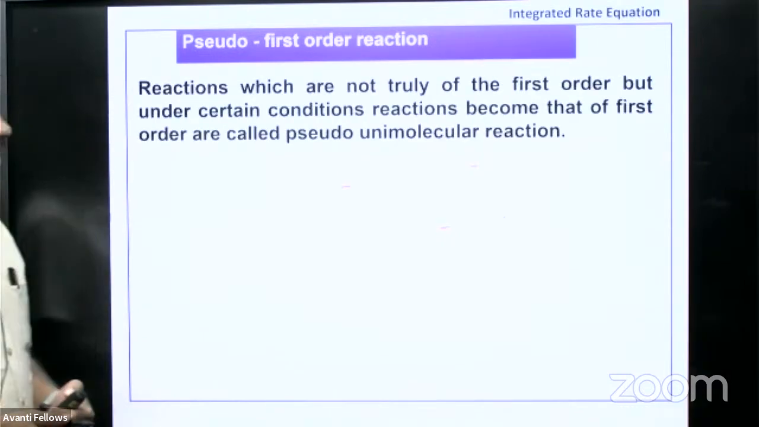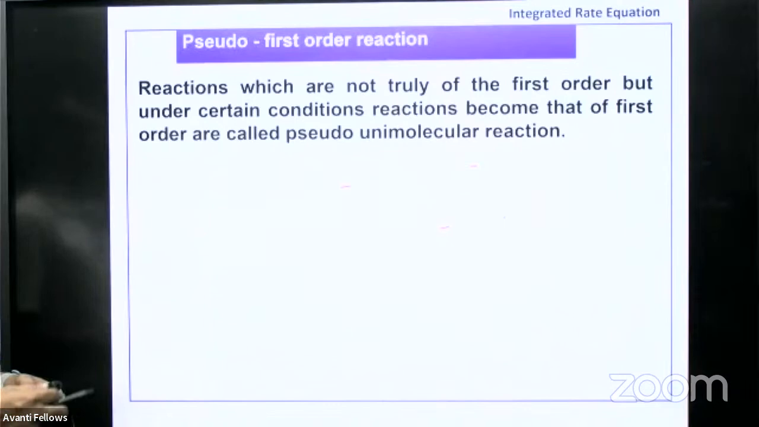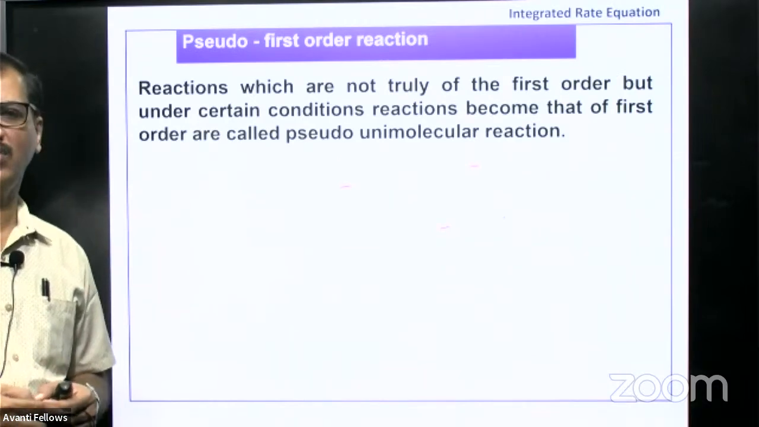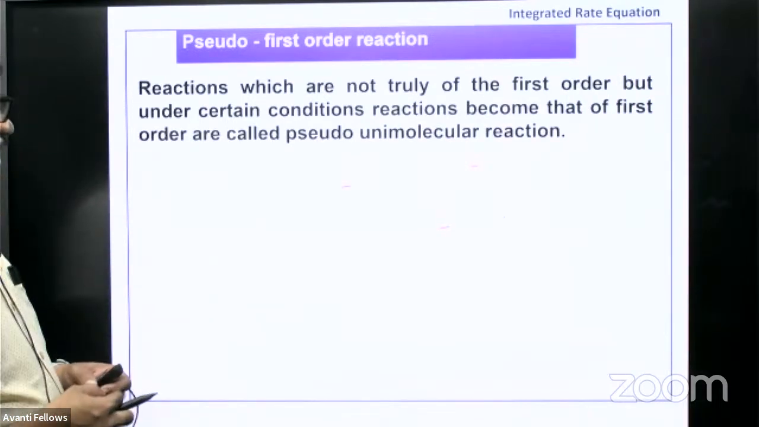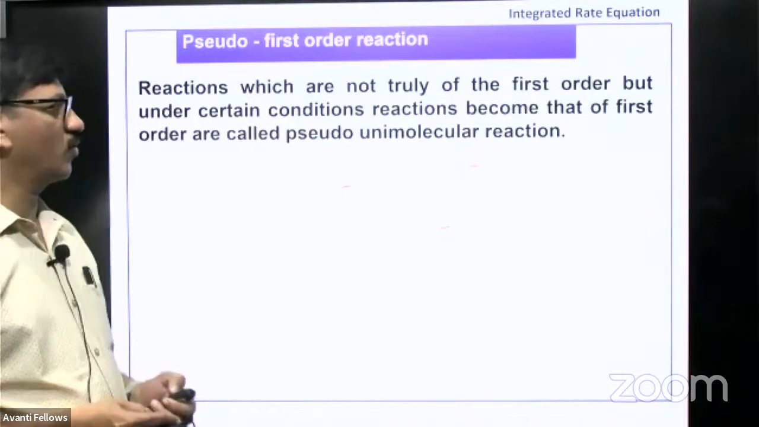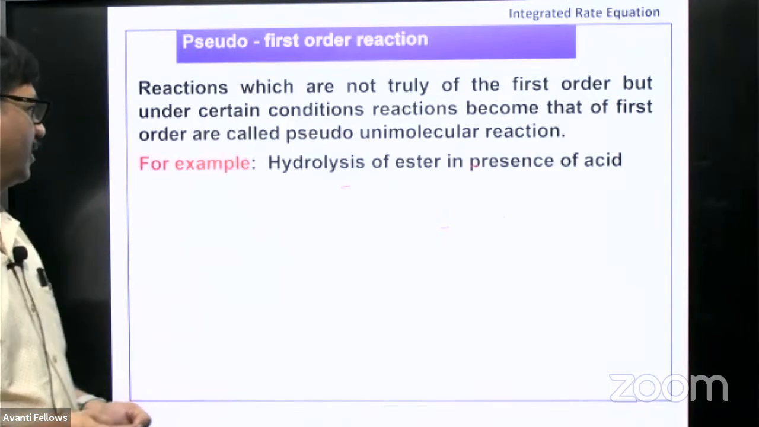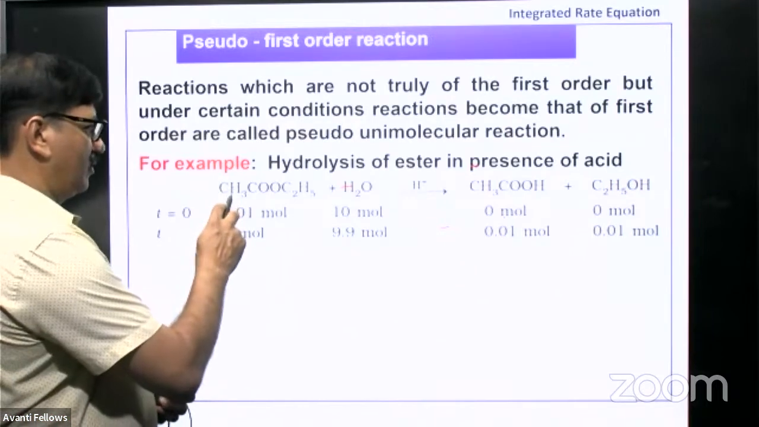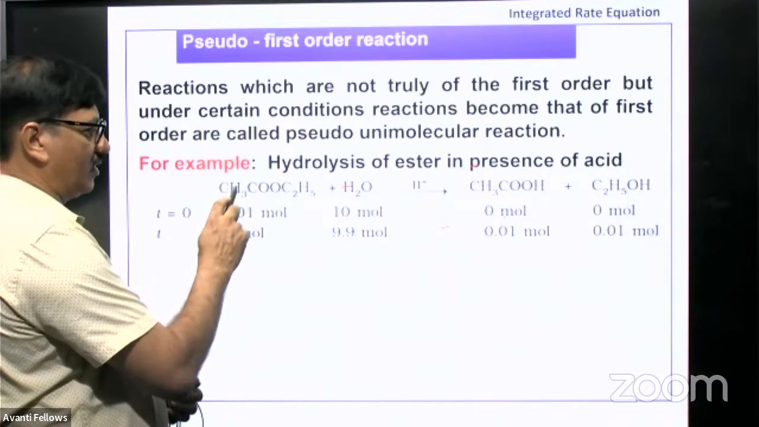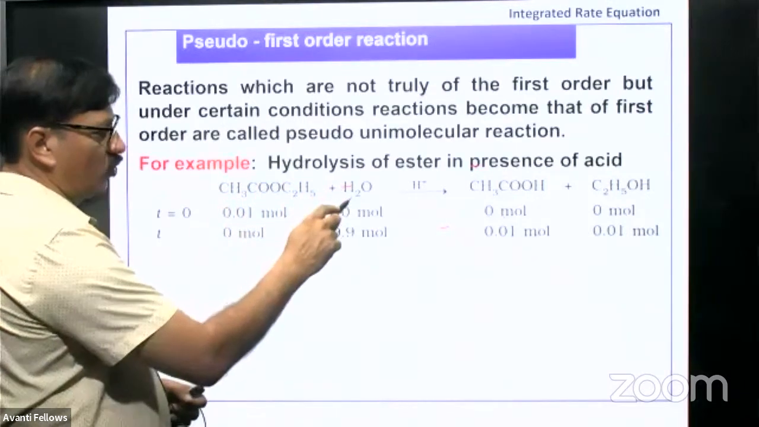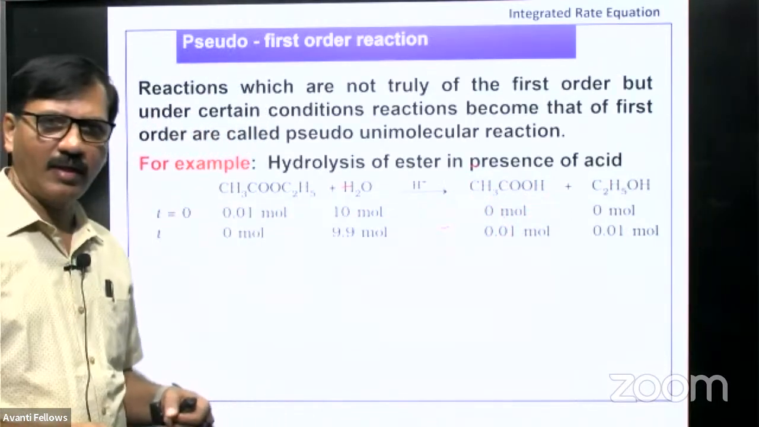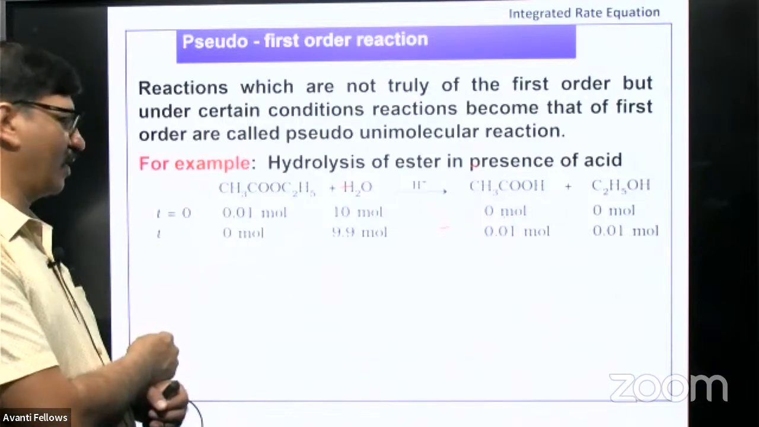The reactions which are not truly first order, but under certain conditions become first order, are called pseudo first order reactions, or pseudo unimolecular reactions. An example is the hydrolysis of an ester. This is ethyl acetate or ethyl ethanoate with H2O, which gives acetic acid and ethanol. The hydrolysis of an ester is a pseudo first order reaction.